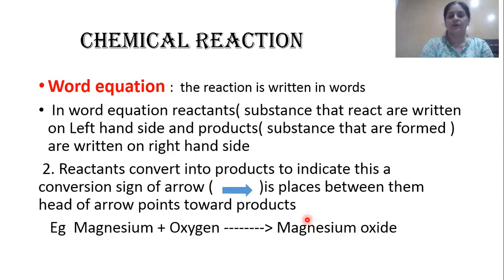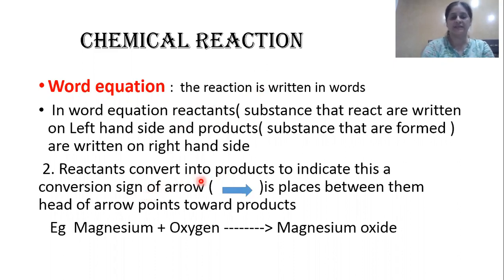Next is the word equation. If we write the reaction in words in equation form, then it is said to be a word equation. For a word equation, two things are very important. One is the reactant, that is the substance that is reacting. And the other is the product, the substance that is formed as a result of a reaction. Reactants are always written on the left-hand side, while products are always written on the right-hand side. And the reactant gets converted into product.